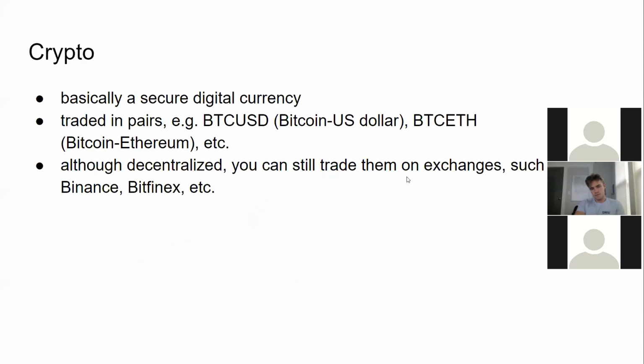Okay, let's keep going. Crypto is basically a secure digital currency, and you trade it in pairs, similar to how you do with Forex. So instead of USD, you do BTC USD, or you can trade two cryptos, Bitcoin and Ethereum, through BTC ETH or something like that. I'm not sure if it's ETH BTC or BTC ETH, I can't remember. And even though it is a decentralized currency, you can still trade it on exchanges like Binance, Bitfinex, etc.